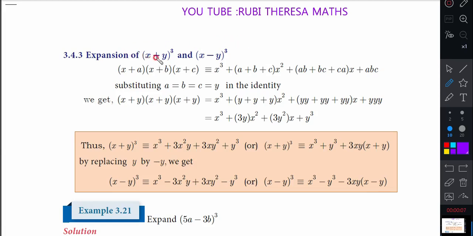Expansion of (x plus y) the whole cube and (x minus y) the whole cube. x plus y is cubed, x minus y is cubed. Already we have studied this identity, the product of three binomials, isn't it? We have studied or not? Just you see where it is.